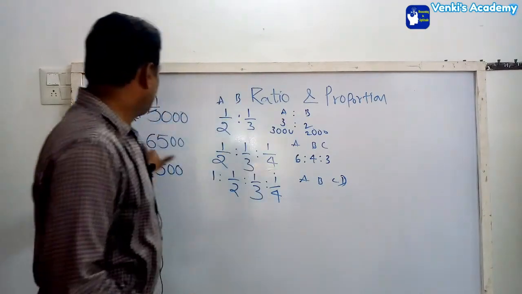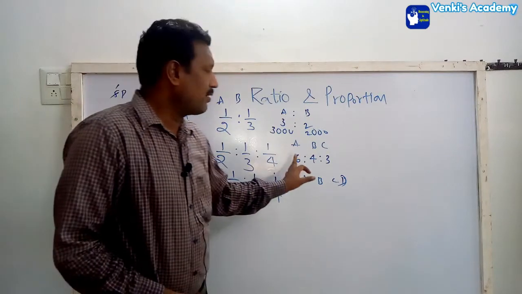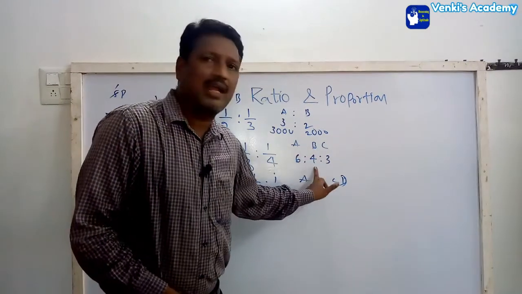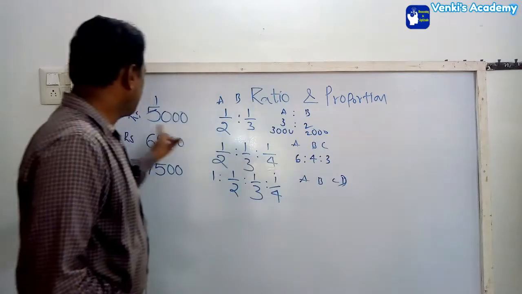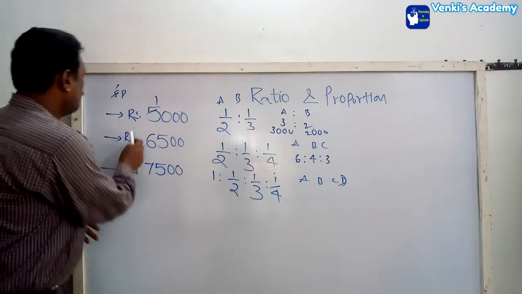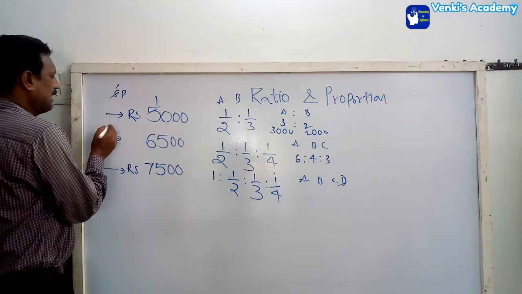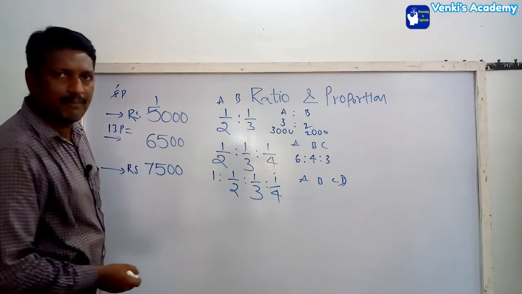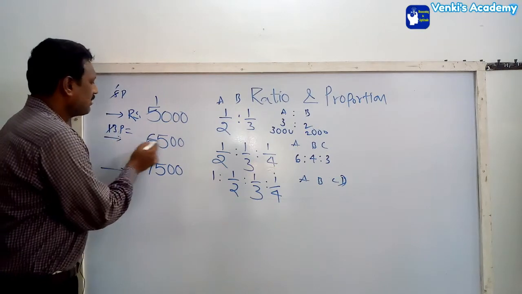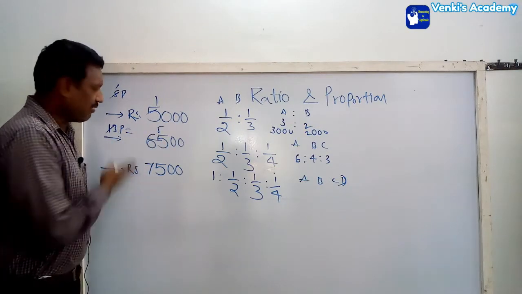The total amount is 6,500 here. The total parts is 6 plus 4, 10, 10 plus 3, 13. So total parts is 13. The total amount is 6,500, so this amount will be equal to 13 parts. 13 parts equal 6,500. So 13 ones are 13, 5 13s are 65. So one share, 1 part, is 500.